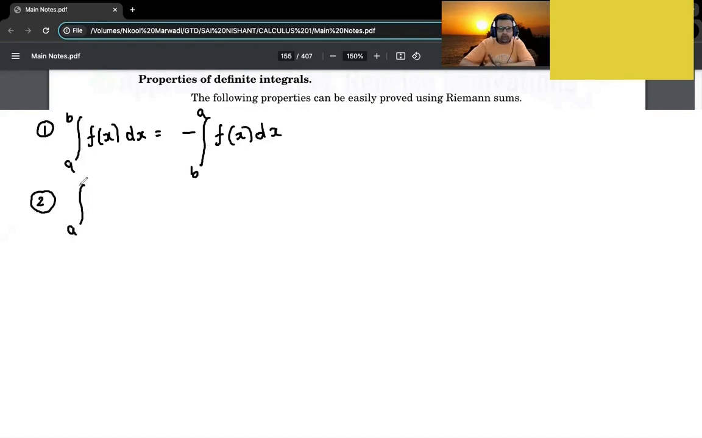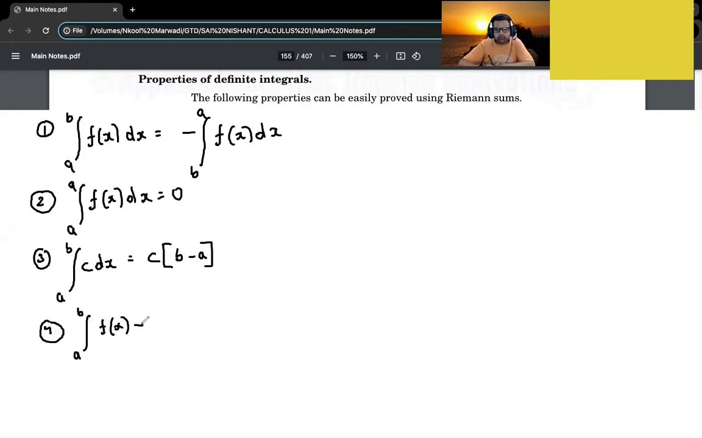Integration of a to a f of x dx is 0. Then we have integration a to b of a constant c dx, where c is a constant. So c we can take outside. It will become integration of 1 dx. Integration of 1 will be x. So it will become c times b minus a.